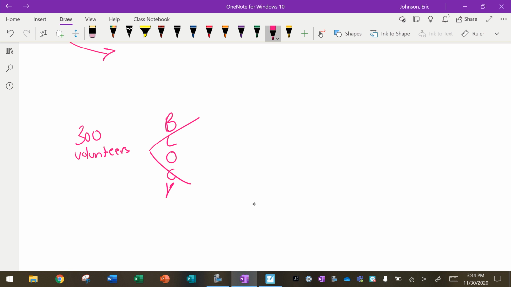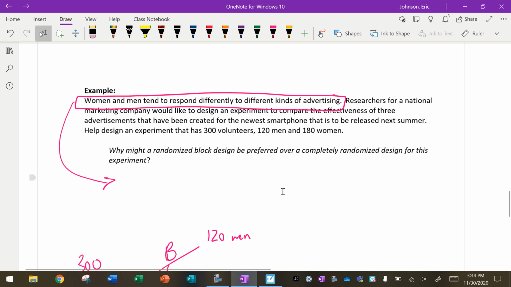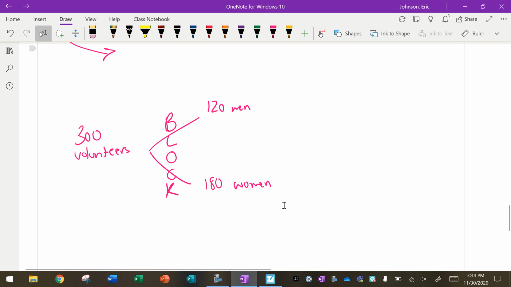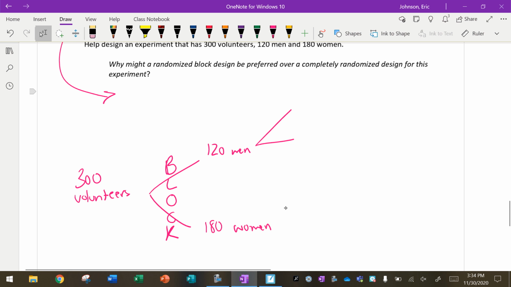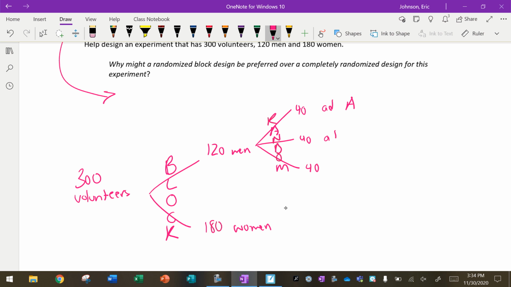Now, blocking is not done randomly. Blocking means you go here, you go here. Okay? This is done on purpose. 120 men and 180 women. Now, researchers for national marketing would like to design an experiment to compare the effectiveness of 3 different advertisements. So let's say, however you're going to do this, you're going to randomly assign them, let's say 40, 40, and 40 to advertisement A, advertisement B, and advertisement C.